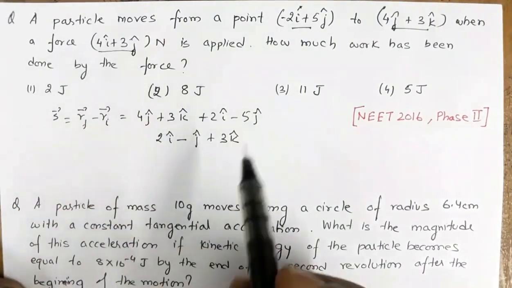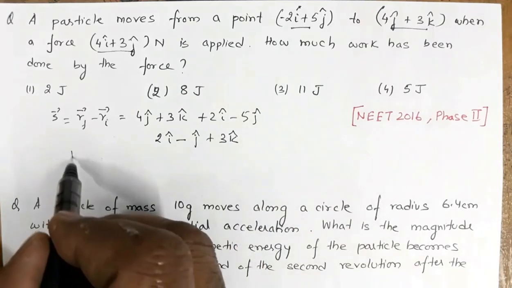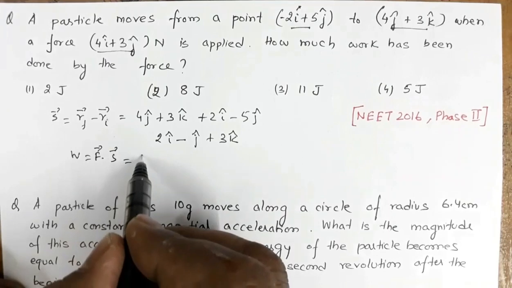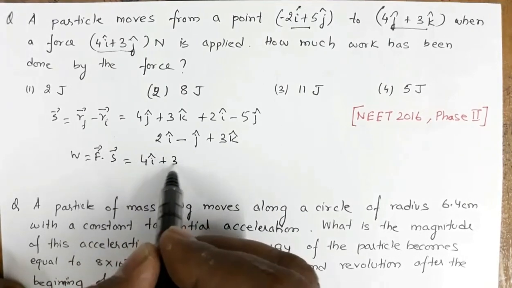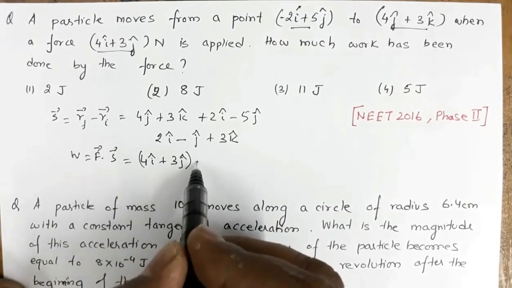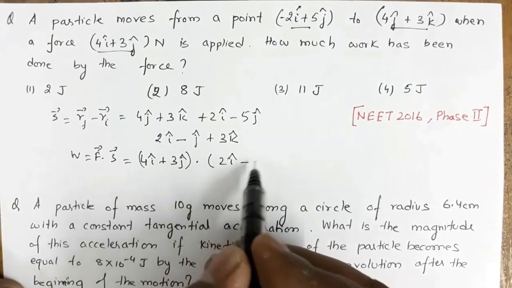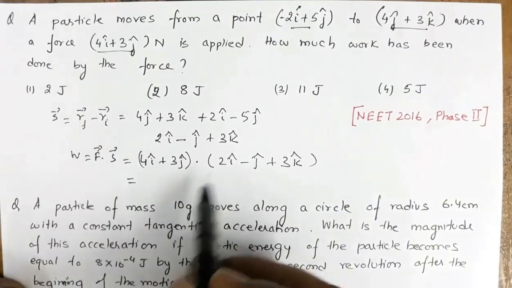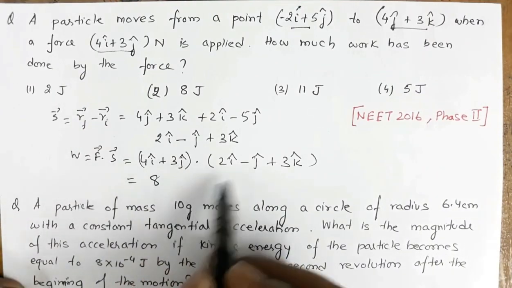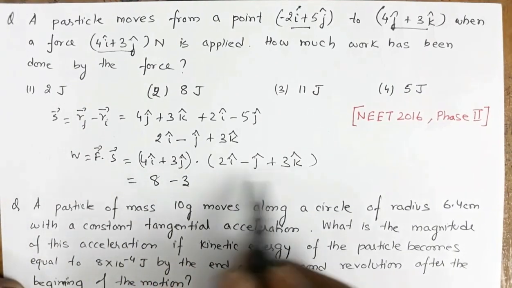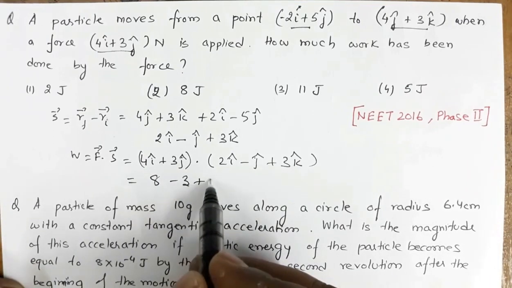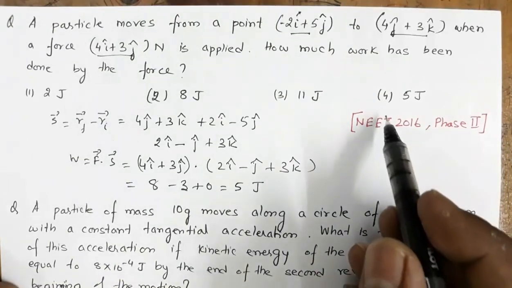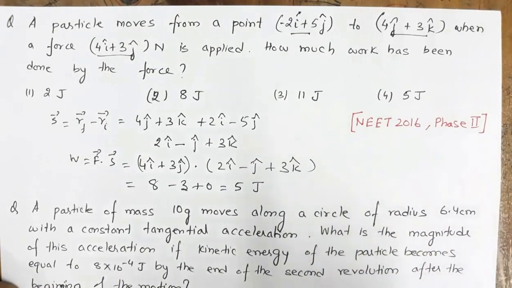Okay, so this is the displacement. What is the force? 4i cap plus 3j cap. So work done W, it is dot product of force and displacement. So F dot S. So this is 4i cap plus 3j cap dot twice I cap minus j cap plus 3k cap. So this is 4 twos are 8 minus 3, so this is 5 joule. So 5 joule is the final answer. So option 4 is the correct answer.